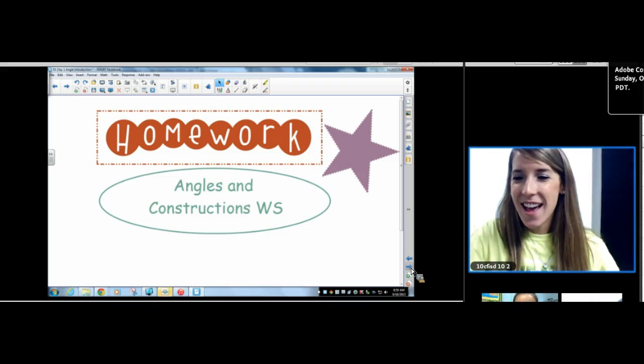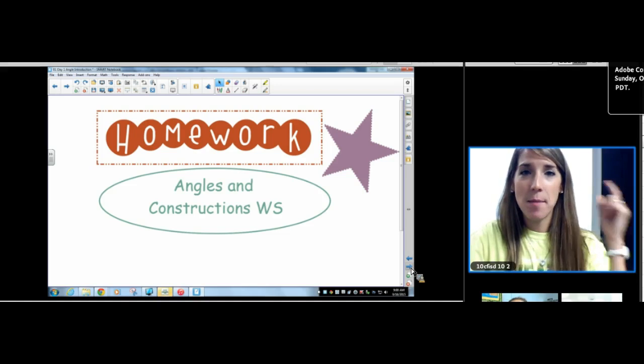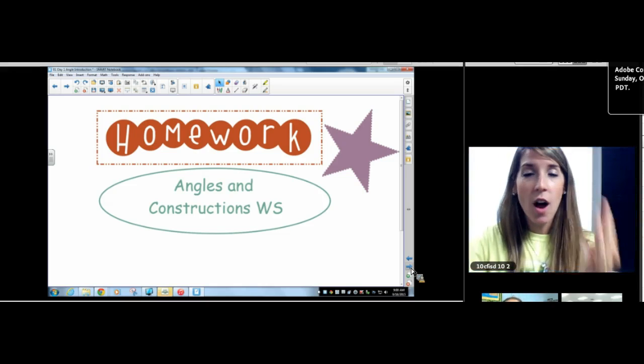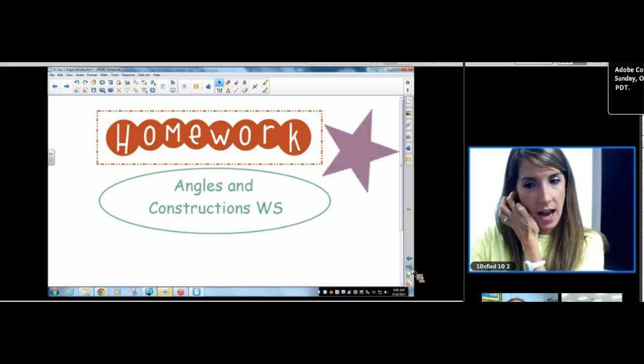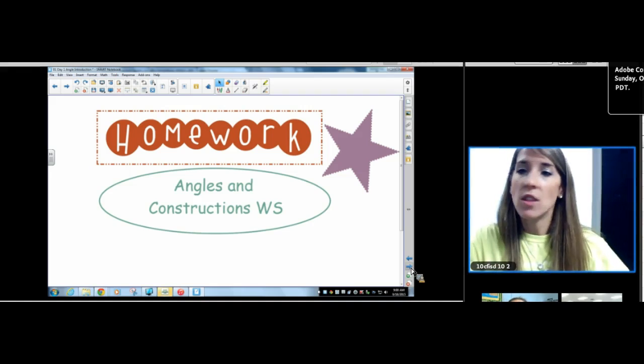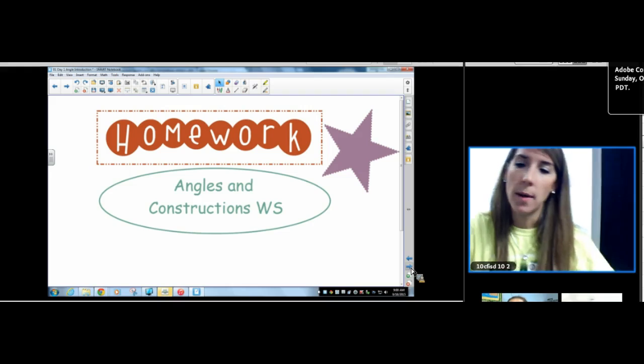So that was the only lesson today. So the goals of today was to be able to name an angle, to be able to measure an angle, and to be able to construct a copy of an angle, and to bisect an angle. So in your homework tonight, called Angles and Constructions, those are the only things that you'll need to do.